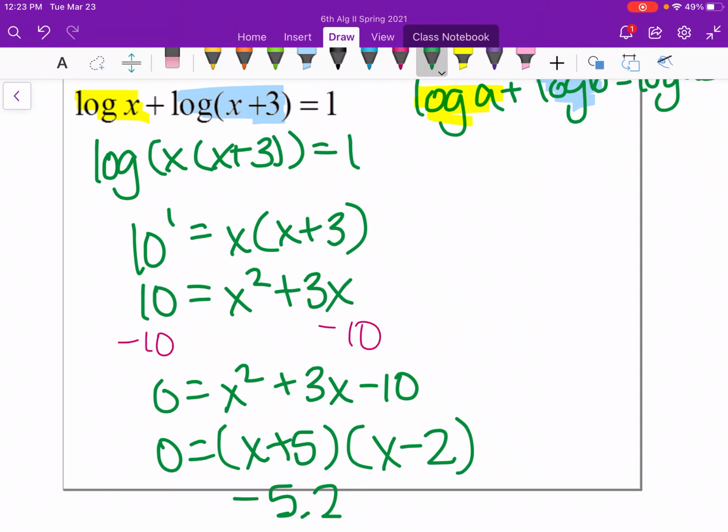So if I were to plug in -5 here, I would be taking the logarithm of a negative number, so this does not work. But 2 works for both. I would not be taking the logarithm of a negative number.